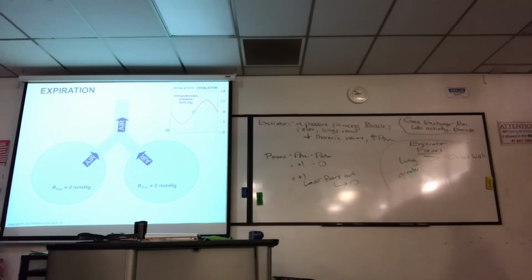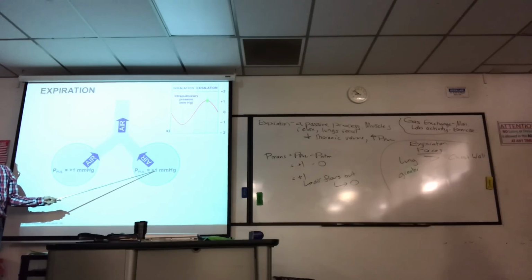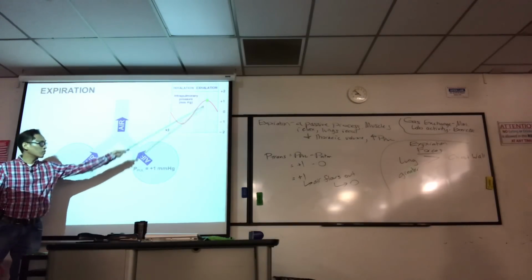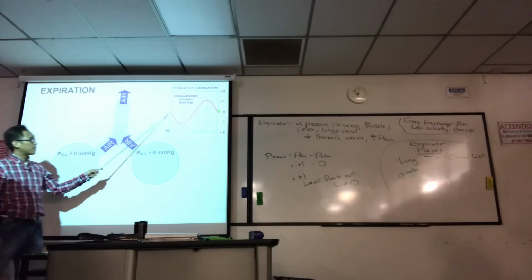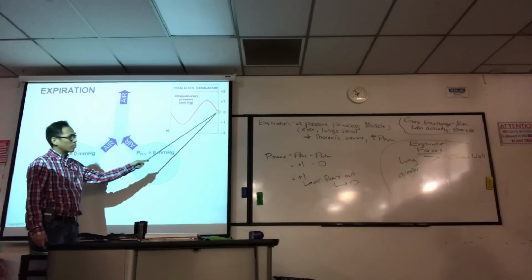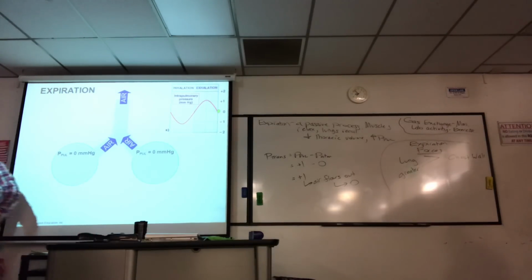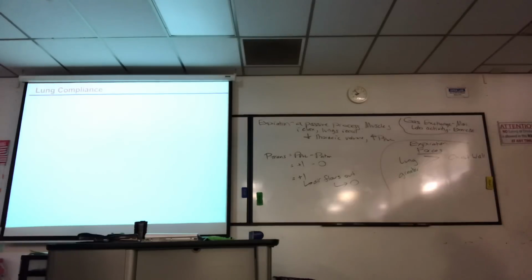Then when you take a breath out, you're at 0. The system collapses and you create a positive pressure. Okay? And so you go to +1, follow the green dot. The air flows out until you equilibrate again. So you're always equilibrating. You equilibrate at the end of a breath in and at the end of the breath out. That's the main idea there.